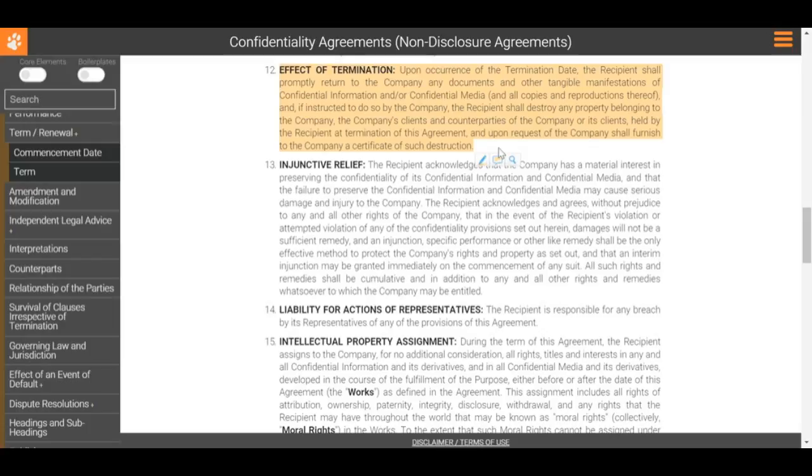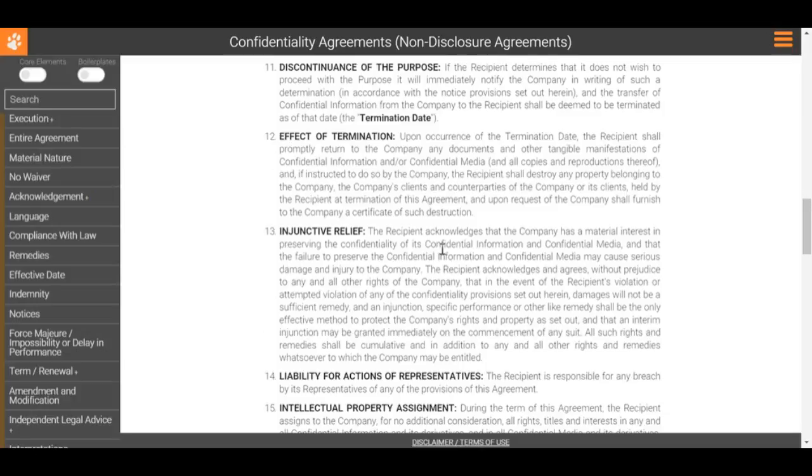Examples of obligations upon termination normally include such things as the return of all the confidential information within a certain amount of time, and or the destruction of confidential information, possibly the furnishing of a certificate of destruction that confirms in writing, signed by the recipient, that all the information that was received has been destroyed. And that certificate is useful if there's ever a situation where it appears that confidential information is still floating around or being used by the recipient.